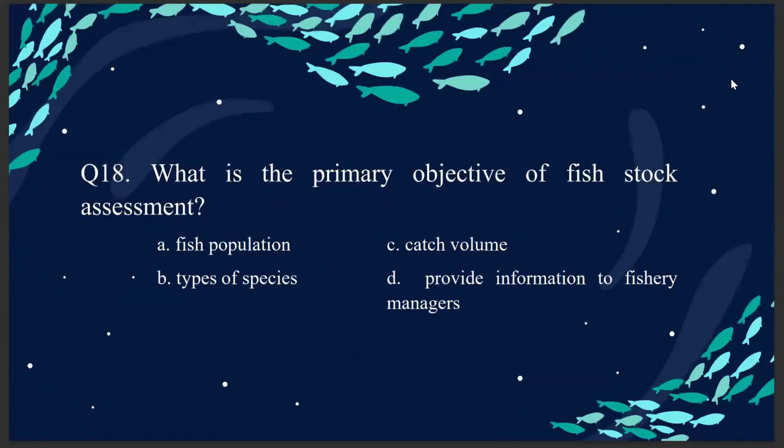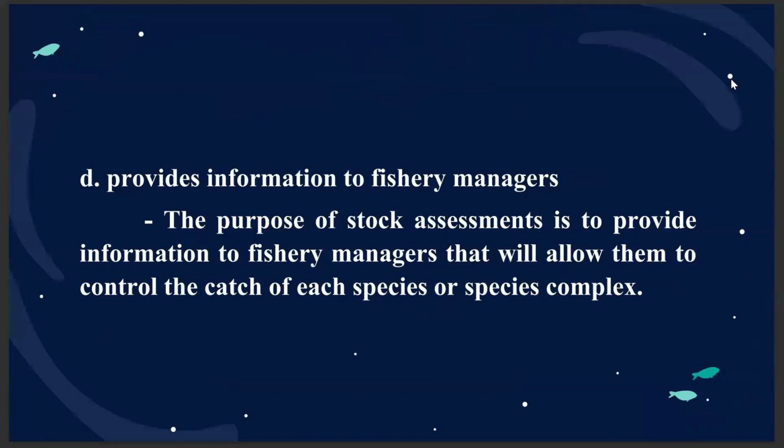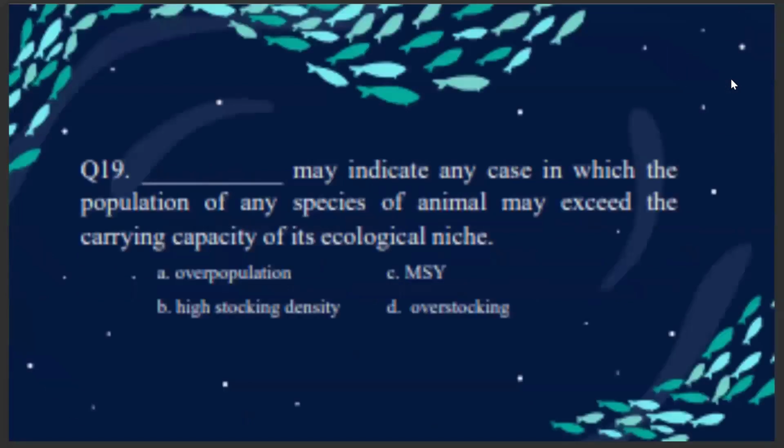Question number 18. What is the primary objective of the fish stock assessment? A. Fish population. B. Type of species. C. Catch volume. Or D. Provide information to fishery managers. The answer is D. Provide information to fishery managers. The purpose of stock assessment is to provide information to fishery managers that will allow them to control the catch of each species or species complex.